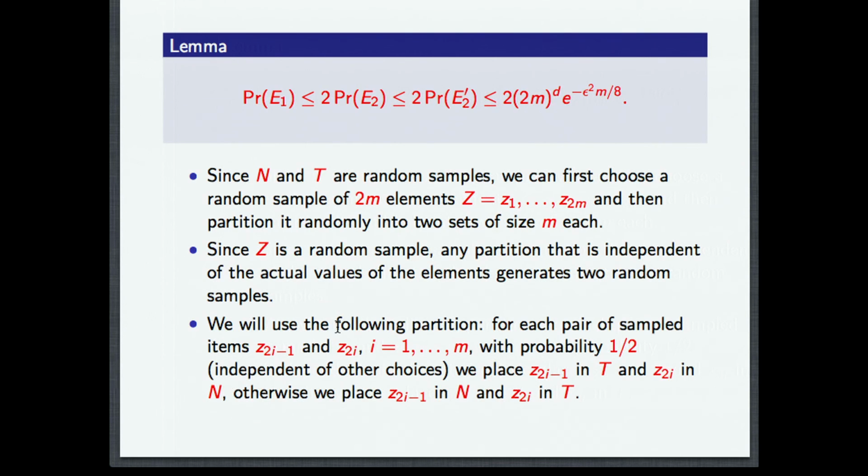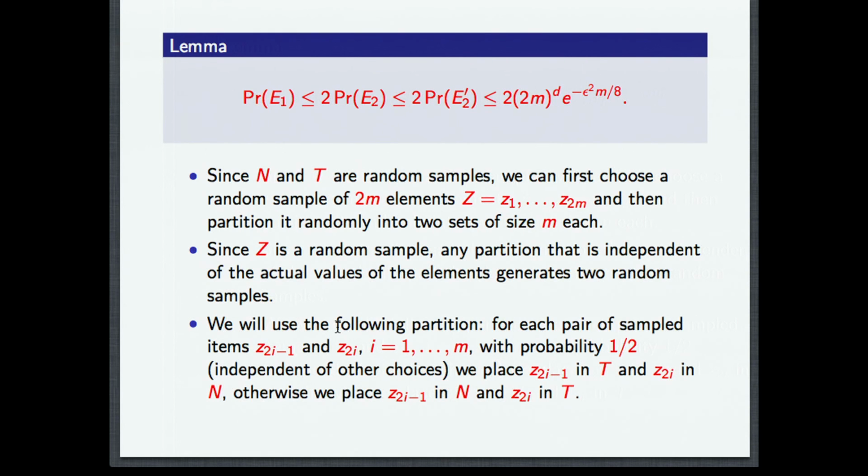So assume that I take Z and it has 2m elements. Now for each pair Z1, Z2, Z3, Z4, and so forth, with probability half, we either switch their order or not. Or with probability half, the first one goes to N and the second one goes to T, or with probability half, the first one goes to T and the second one goes to N. So basically, I partition Z into 2 sets by taking any successive 2 and randomly assigning one of them to N and one of them to T. Why we do it, you'll see in a second, it fits into a Chernoff bound.